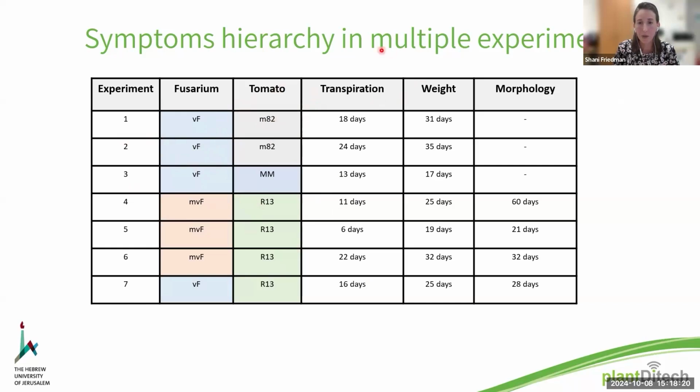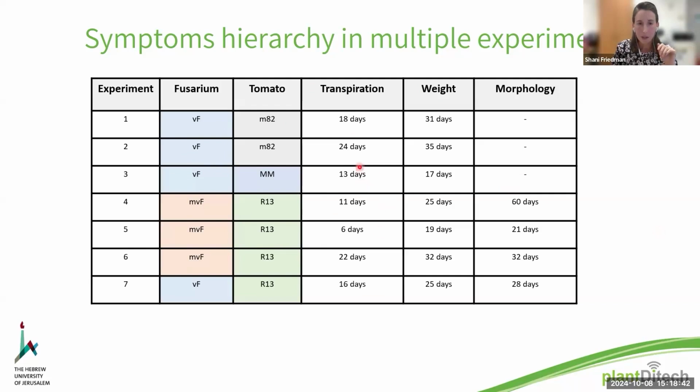In all the experiments, we followed with the Plantarray the transpiration and the plant weight, and we came to inspect the plants visually to see if we see any morphological symptoms. In the table is when a t-test showed that the inoculated group is different from the control, same cultivar but with water.